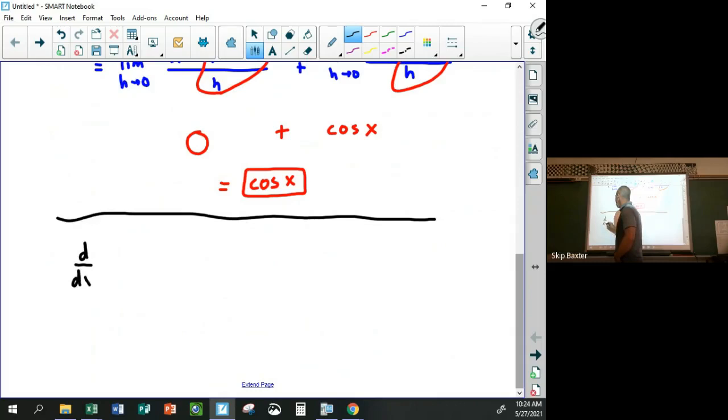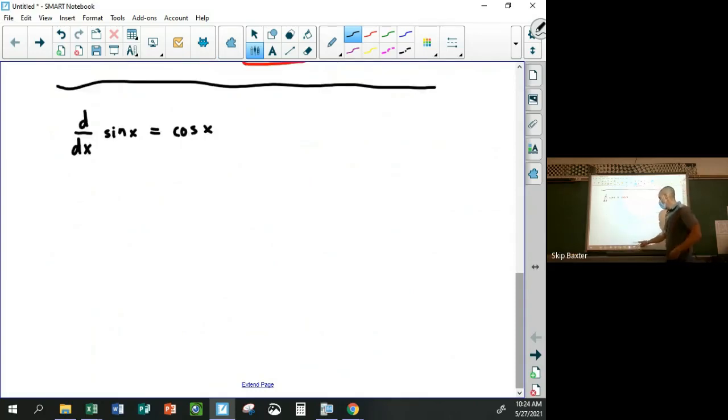Derivative of sine x is cosine x. There's 5 other trig functions. They all have derivatives too. The derivative of cosine x is negative sine x. Negative, yeah, that's the constant multiple rule, right? If you have a constant times a function, then you can just carry the constant down to the next thing. Cool.